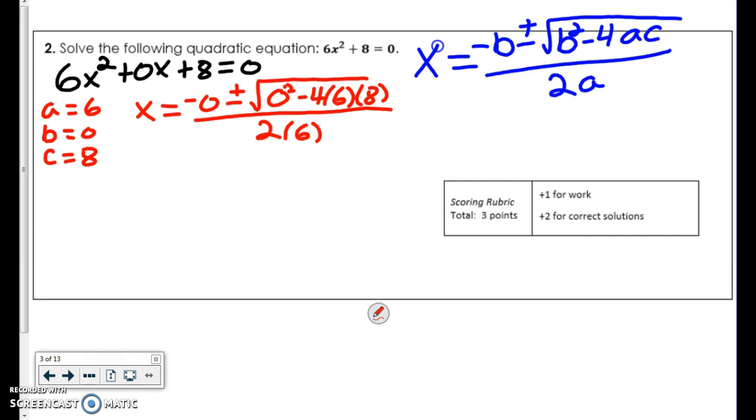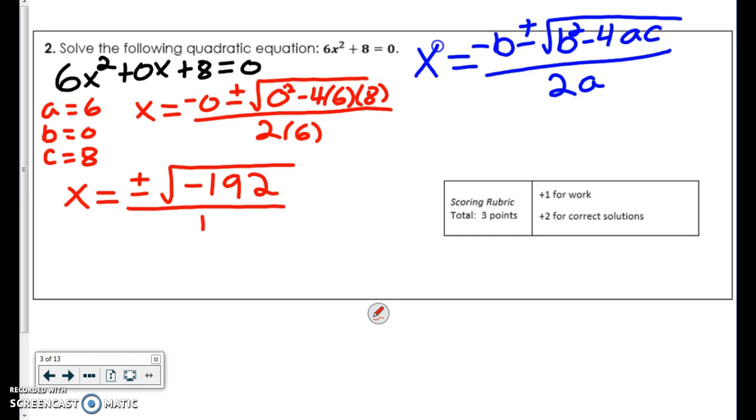Let's clean this up. So now I'm going to have x equals negative b, which is just 0. I'm going to leave that out. So plus or minus the square root of 0 minus 4 times 6 times 8. Make sure you multiply 4 times 6 times 8 before you subtract the 4 from 0. So 4 times 6 times 8 gives us a 192. And since we're subtracting from 0, it should be a negative 192. 2 times 6, we get 12.